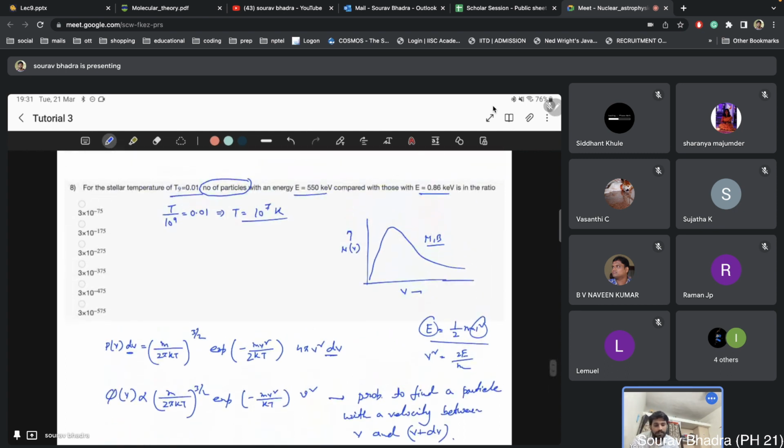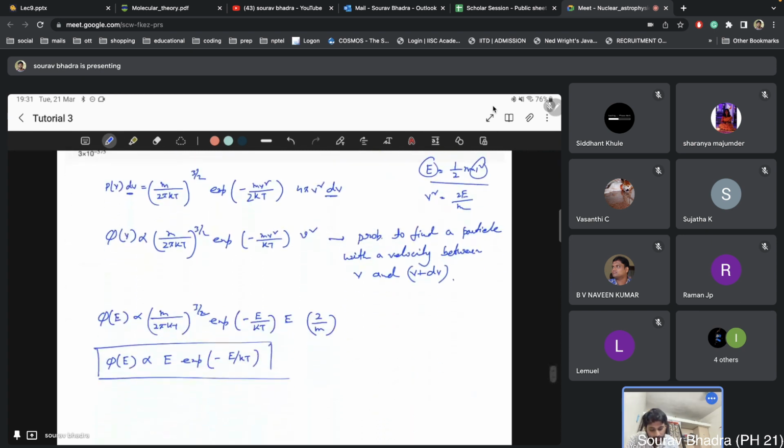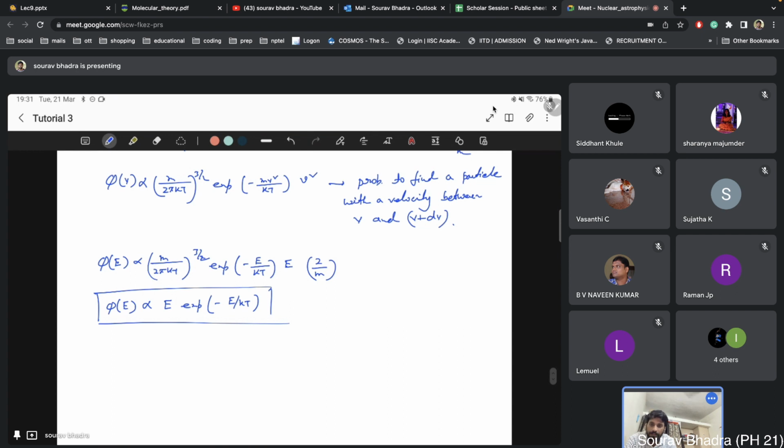Now I have been given the energy values of two states, and we have to find the ratio of the number of particles. The number of particles will be proportional to this phi of E, because it is the distribution function, and the distribution function itself tells you the number of particles. So I will write it like this: phi at E equal to 550 keV, divided by phi at 0.86 keV.